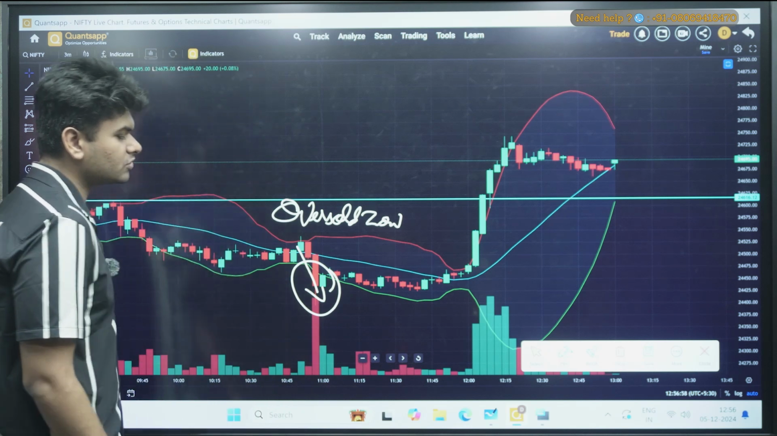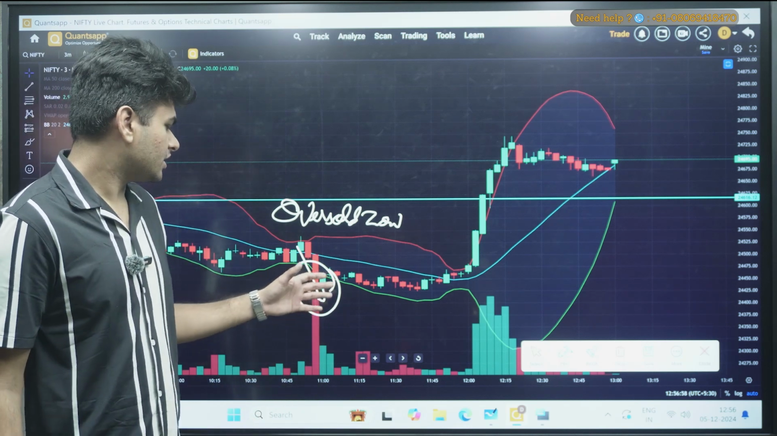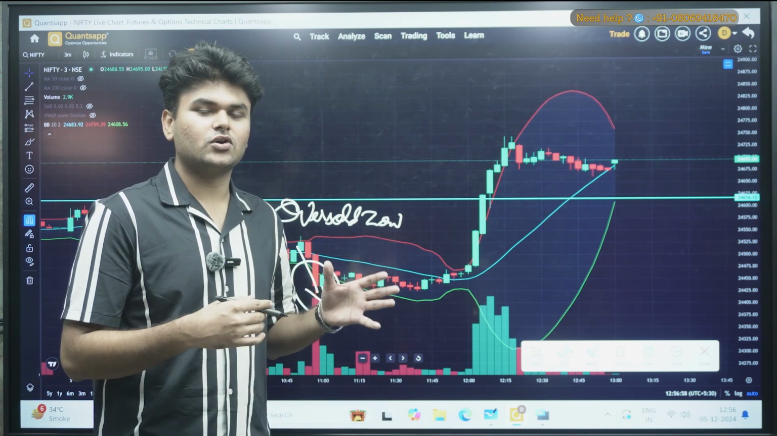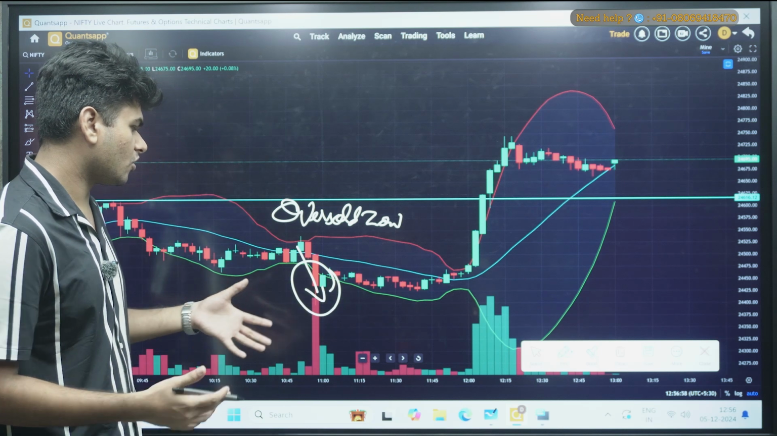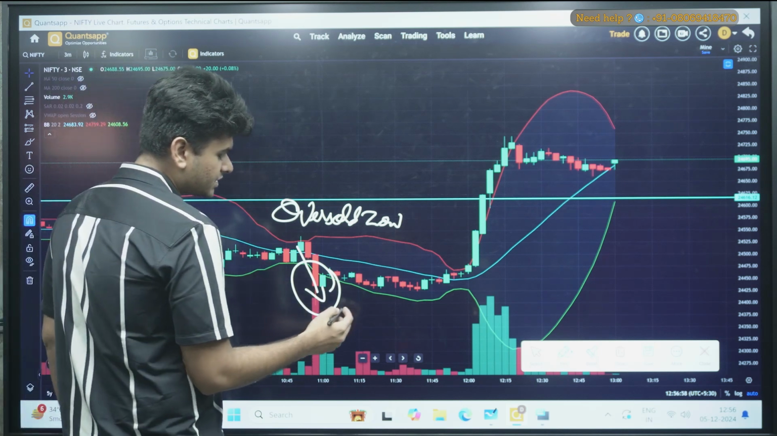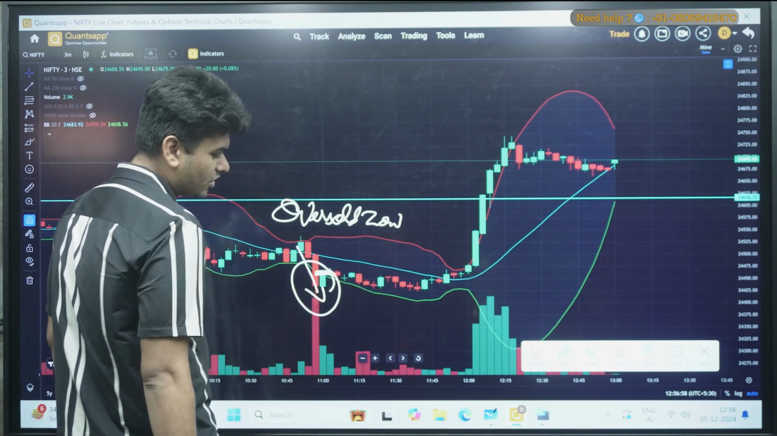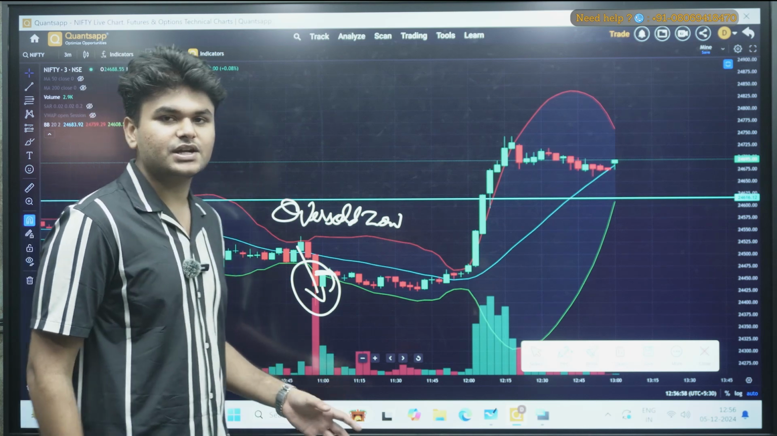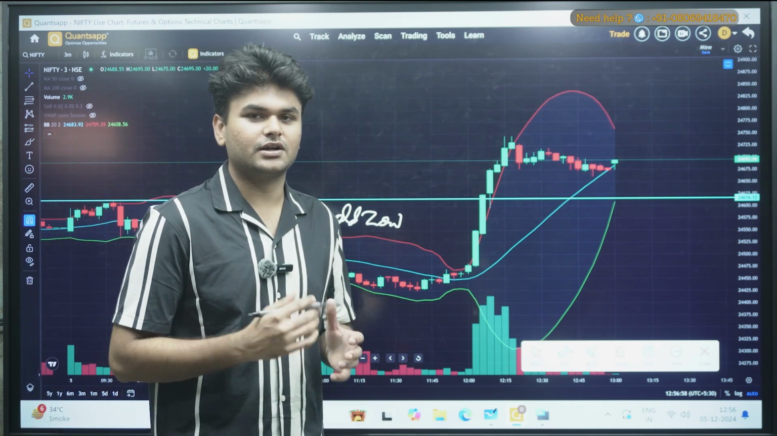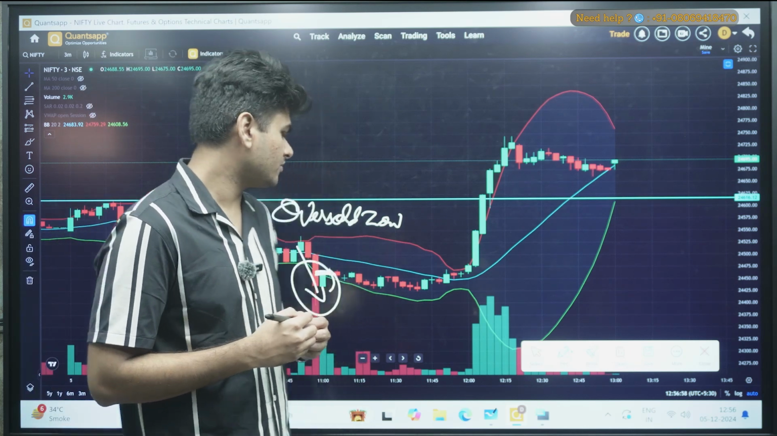So now in the oversold zone, what is our indication? That you will now go for the long side, because the market has already been oversold. So as you can see, this high can be your entry point. But again, as I said, you need to take multiple indications, or multiple confirmations.